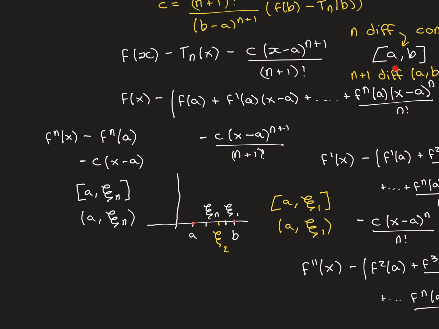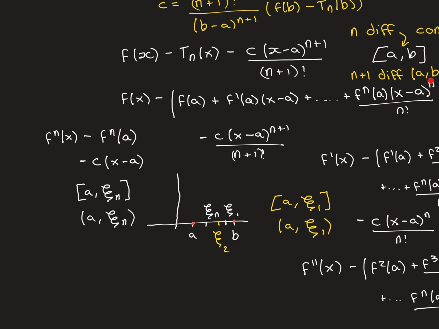This is why this is the weakest condition that you needed in order to be able to apply Rolle's theorem. We know that this function is n plus 1 times differentiable on the open interval from a to b. This is a subset of that open interval from a to b. The n plus 1th derivative of this function is going to be the derivative of this nth derivative of the function. So this is indeed going to be differentiable everywhere on that open interval from a to xi n.